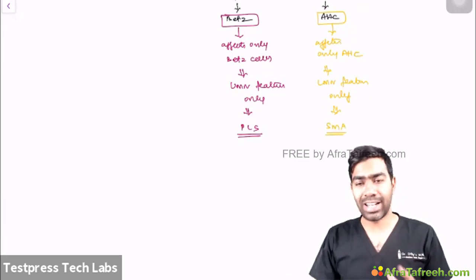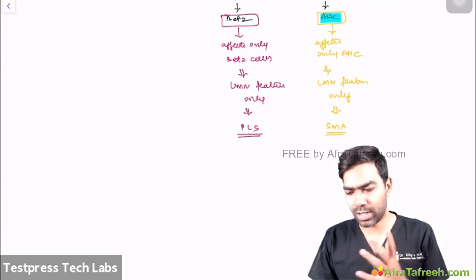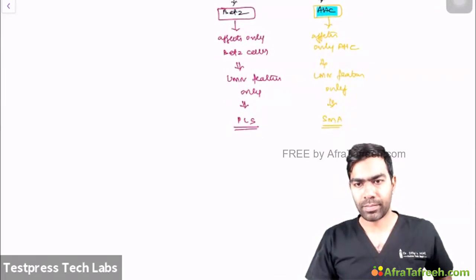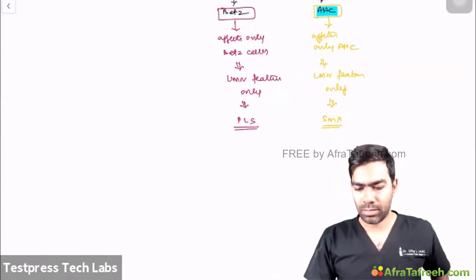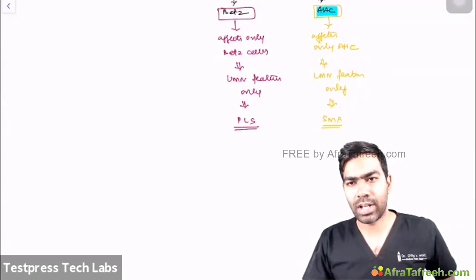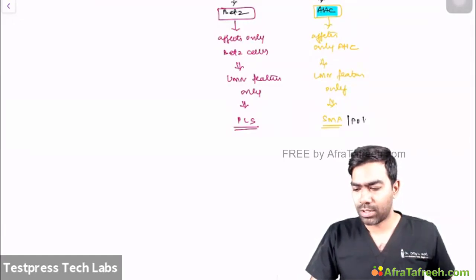Can you tell one infectious disease that affects only the anterior horn cells, producing a motor neuron disease? What is that infectious disease? Rabies does not affect only the anterior horn cells. Rabies affects so many areas. Rabies is wrong. Polio.